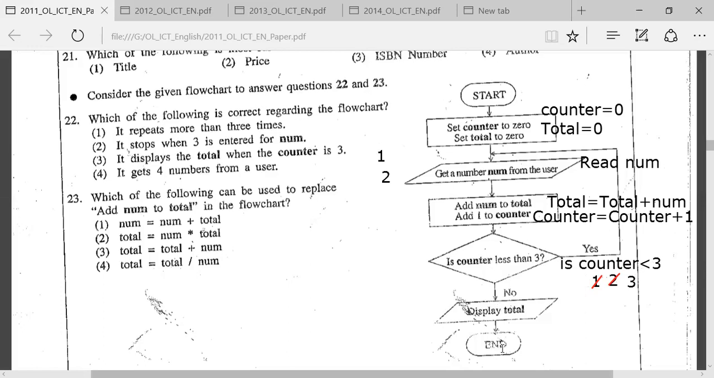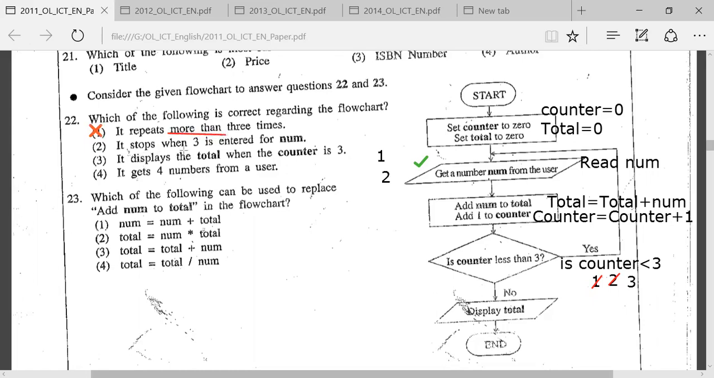Display total. Right? Just observe, before the condition is checked, already 1 input is there. After the condition is checked, there will be 2 times iteration. So altogether, how many? 3. Right? It repeats more than 3 times. 3 is fine, but not more than. So more than, it is wrong.